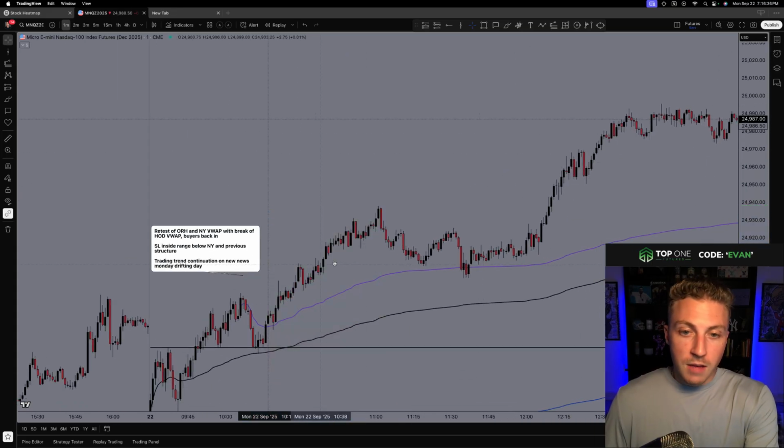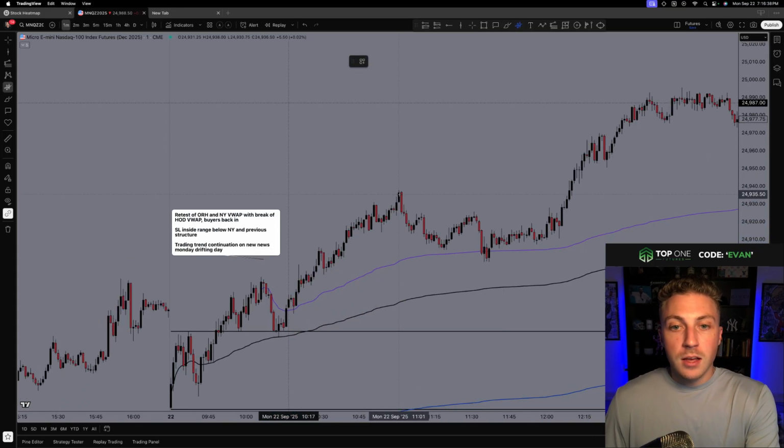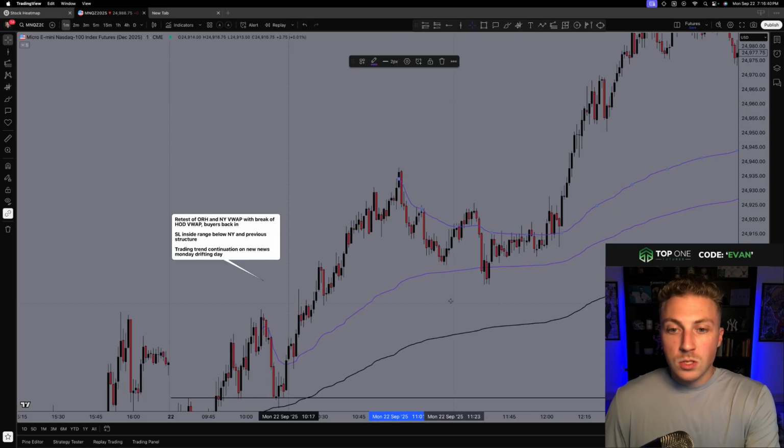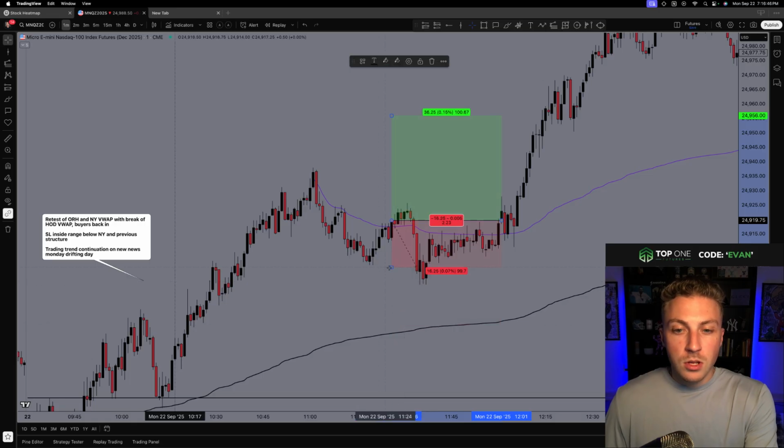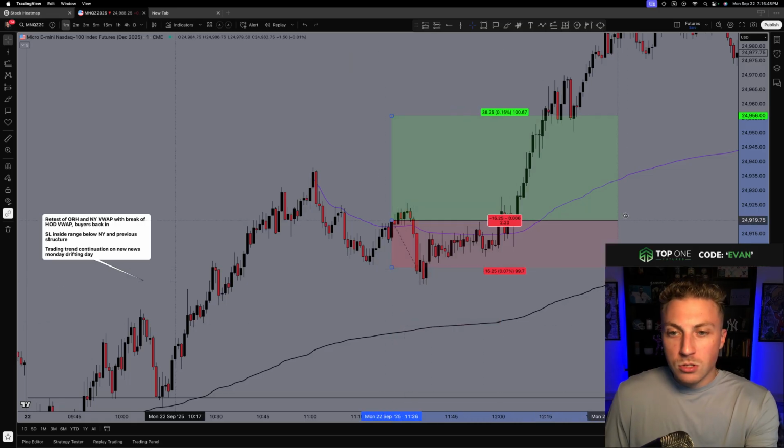But same idea. After my long there, you anchor the high of day. If we get back in on this next one, literally to a T, you get in long, stop loss right at that structure. What happens? You get just stopped out, and it goes higher without you.